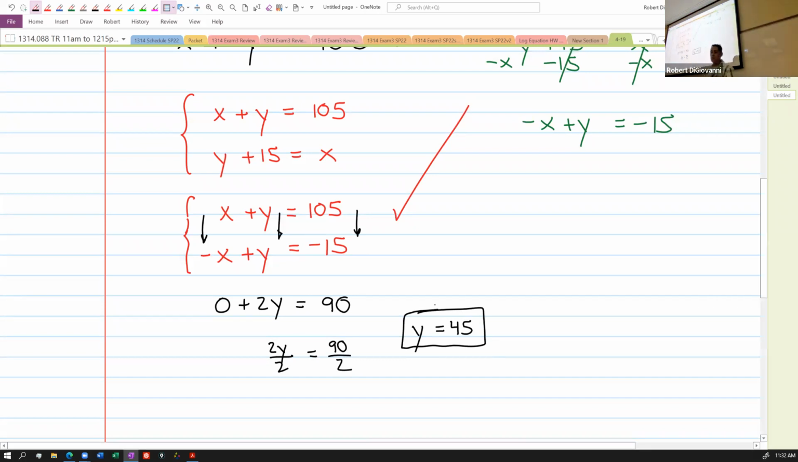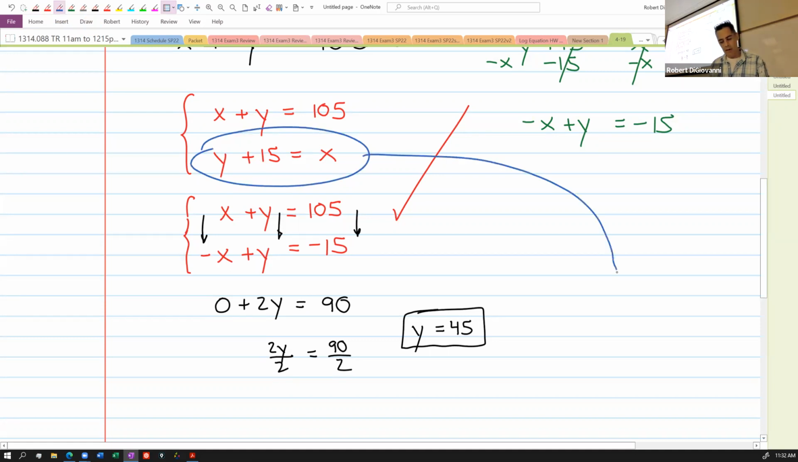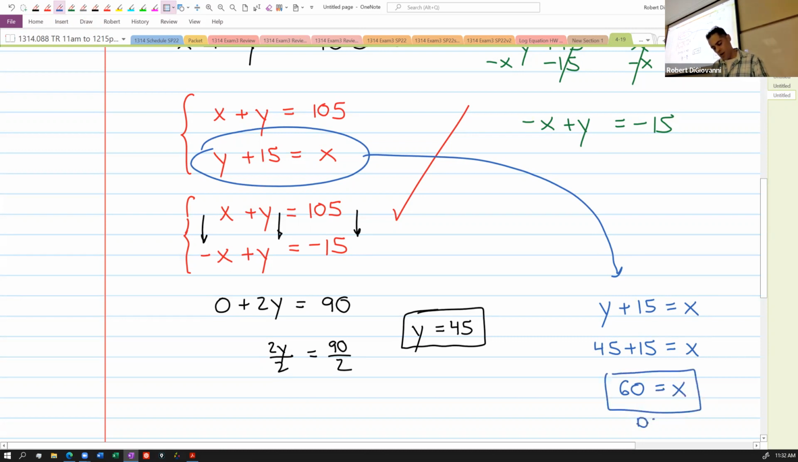Y plus 15 equals x, because that already has x solved for, right? You already have x by itself. So here, y plus 15 equals x. So if we plug in 45 for y, we get, what is that, 60? There are 60 dogs and there are 45 cats.